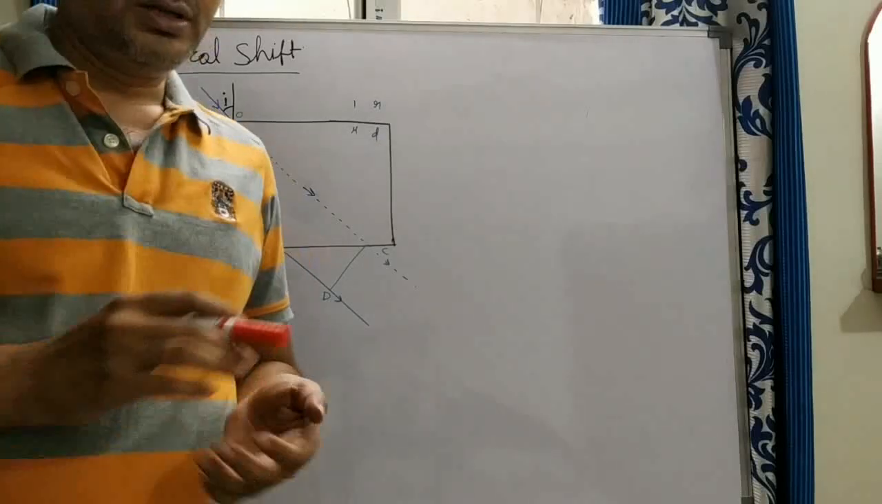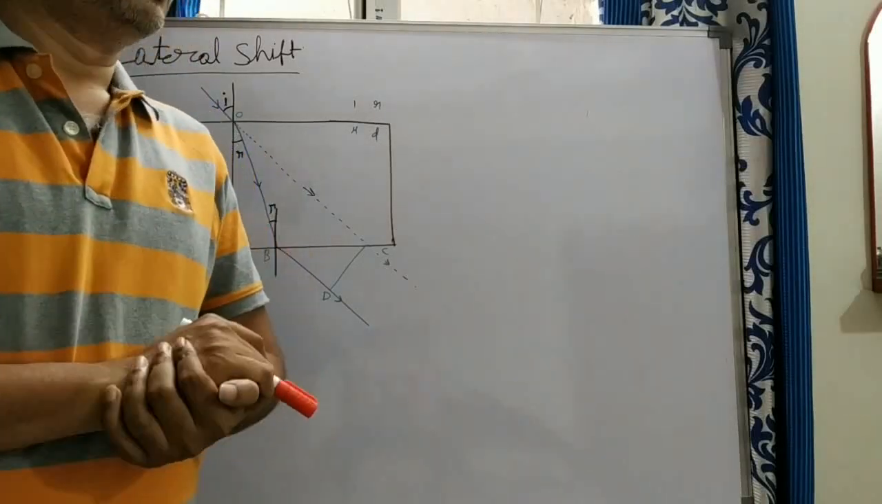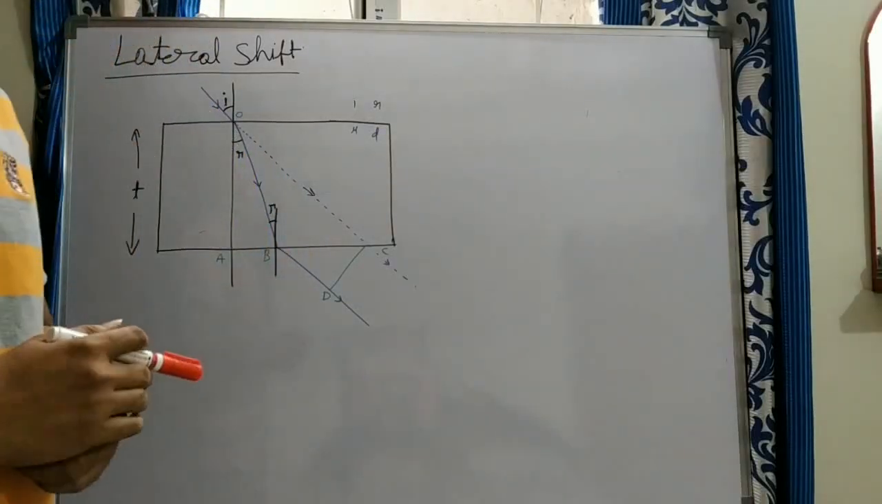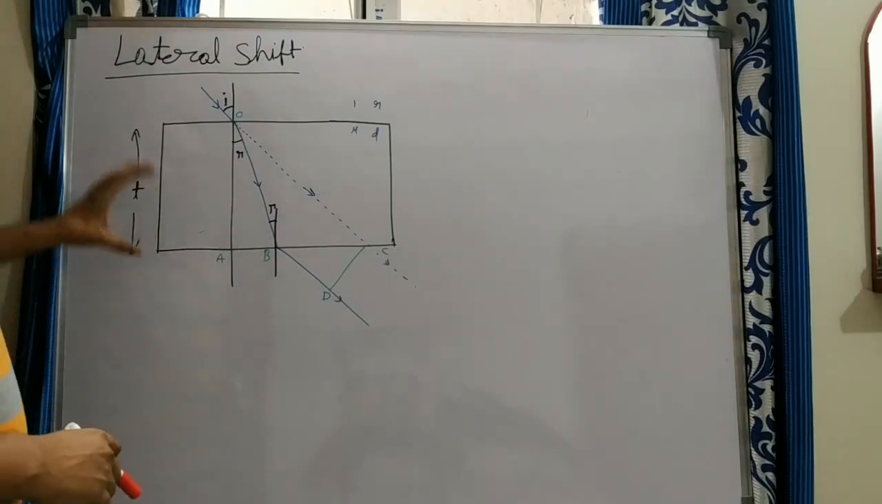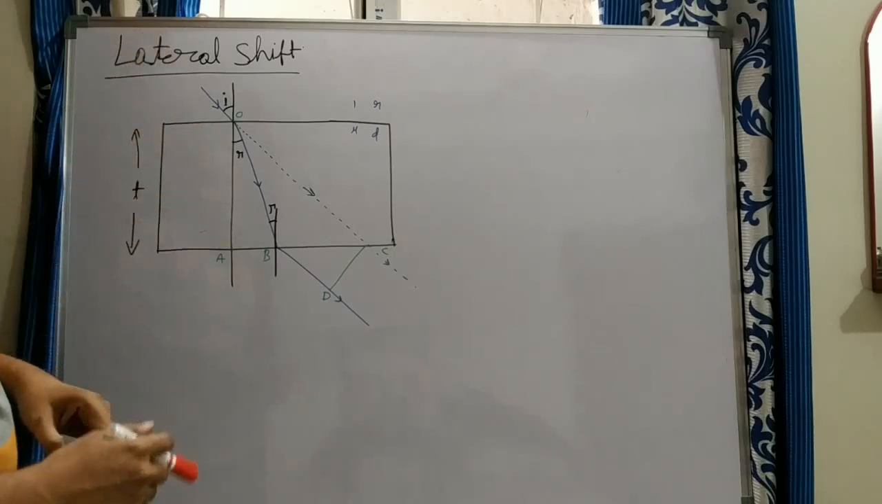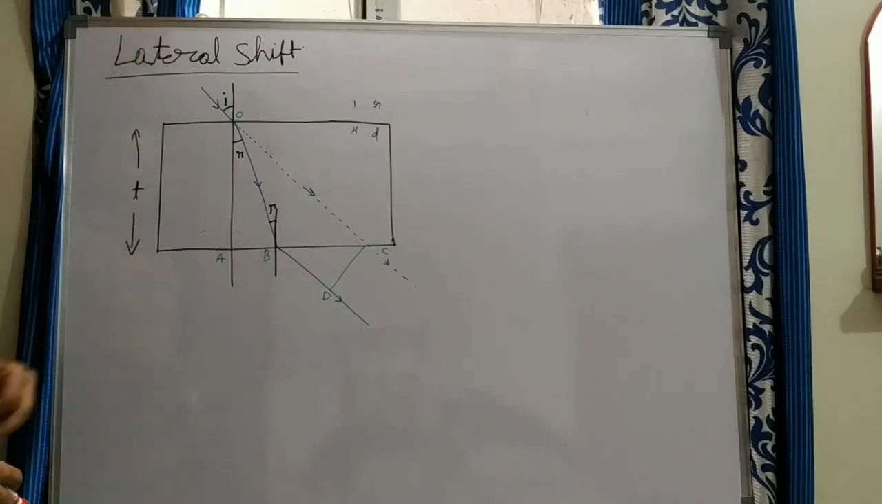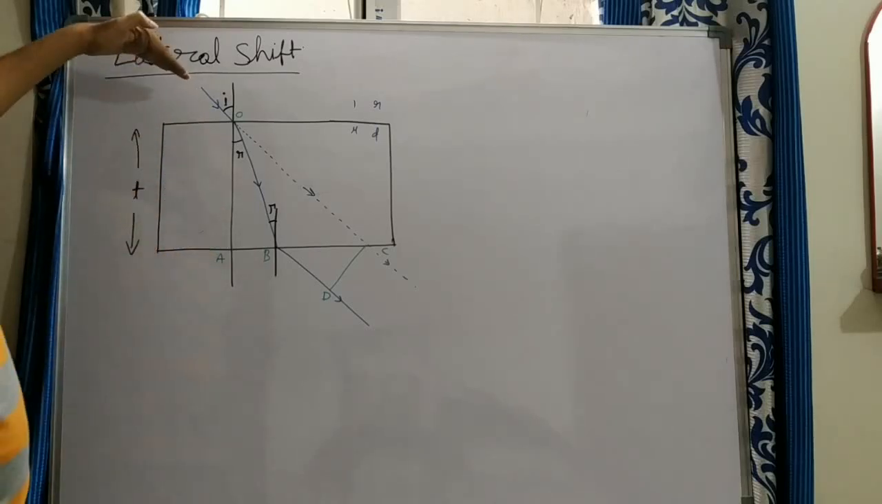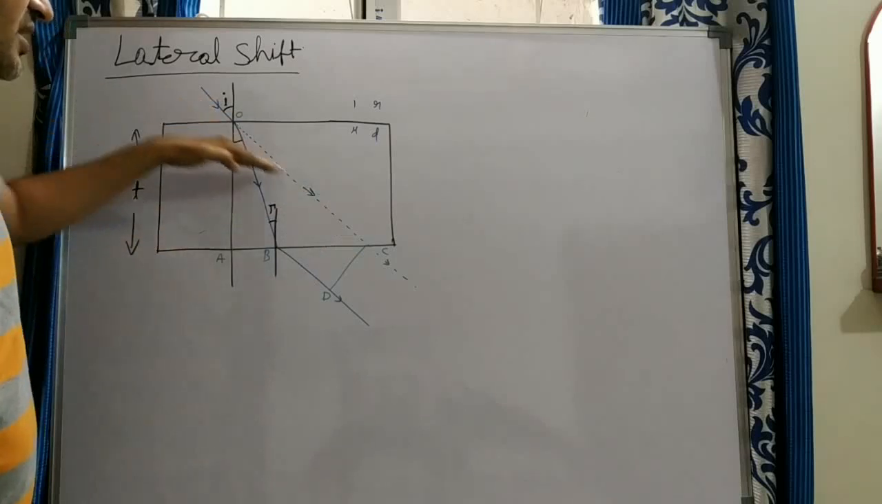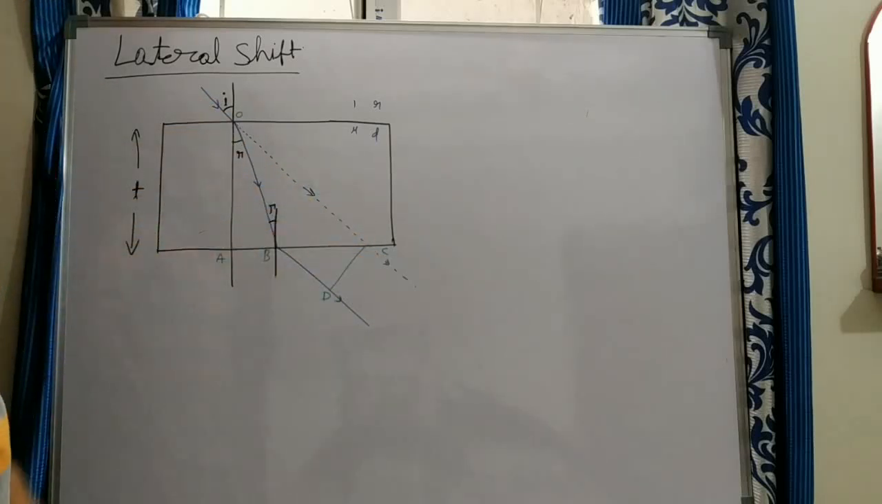Now we'll see about lateral shift. First of all, we'll see what lateral shift is. Suppose you take a glass slab, which is a transparent slab of thickness T. A light ray is incident here. Suppose the incident angle is I. If this slab is not placed, then the ray would go like this. That dotted line shows the direction of the incident ray.